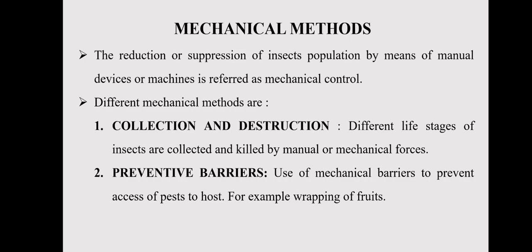Mechanical methods. In mechanical methods, the pest population is reduced by manual devices or machines. Different methods can be used here. Some of them are collection and destruction, preventive barriers, trapping, etc. In collection and destruction, different life stages of insects are collected and destroyed manually or mechanically. Preventive barriers. In this, we prevent the pest from reaching the host by using some mechanical barriers, for example, wrapping of fruits.